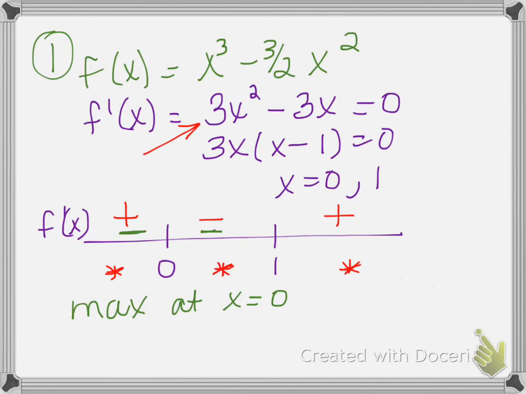Notice that at 1, the derivative changes from negative to positive. So it's going from decreasing to increasing. That means there's a minimum at x equals 1. So you start with the original equation, you find the derivative, you set the derivative equal to 0, you find those zeros, and you make a number line. The number line helps you figure out where f of x is increasing and decreasing, and it also tells you places where f of x has a max or a min or both.